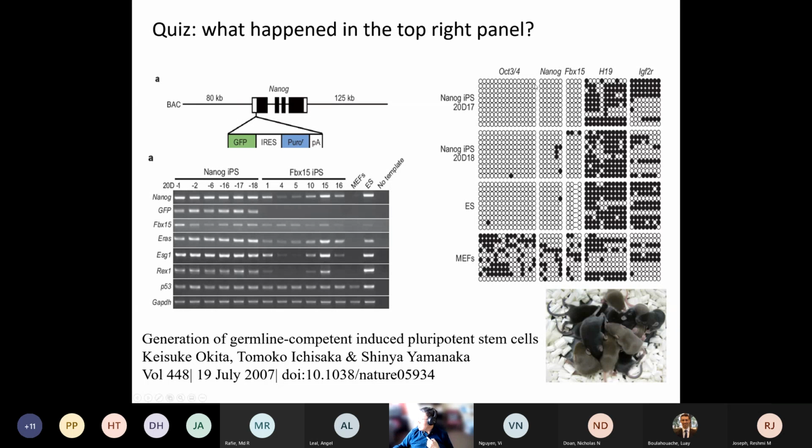An open circle means the CpG is unmethylated. A filled circle means the CpG is methylated, the cytosine is methylated. Basically, that's what it means. So you can see from the beginning, the MEF, which is the fibroblast, the cell you start with, has a lot of methylation in the promoters of these pluripotency genes: Oct3/4, Nanog, Fbx15. They are all pluripotency genes.